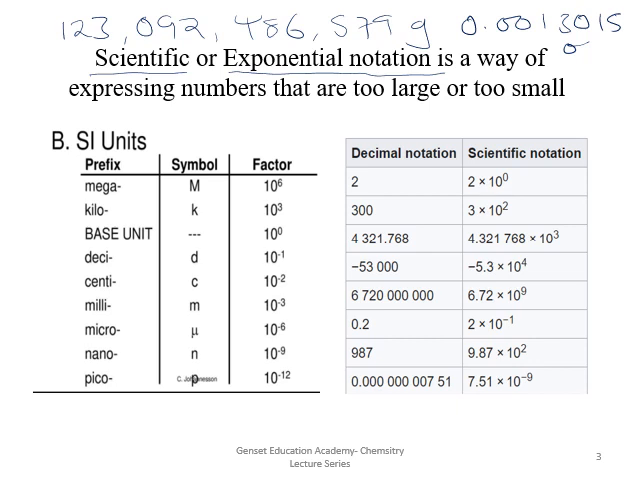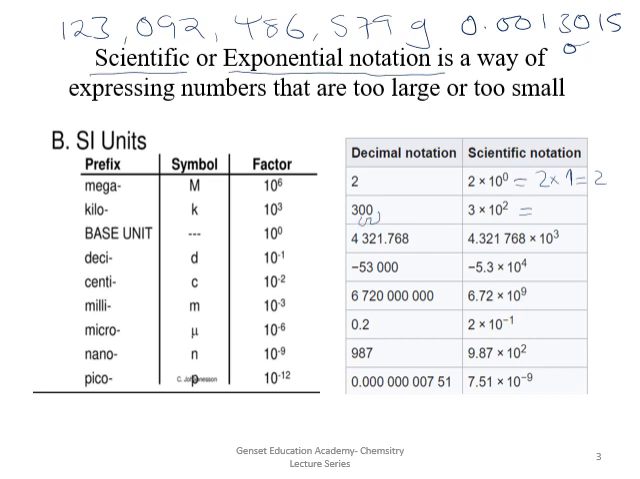The first one is the normal way, for example, a decimal notation. The number 2 in scientific notation is 2 times 10 to the power 0, simply because 10 to the power 0 is basically 1, and 2 times 1 is 2. Then 300, you can write as 3 times 10 to the power 2, meaning we have moved the decimal point 1, 2 places. That's why we put 10 to the power 2.